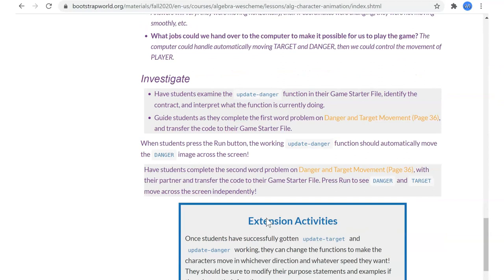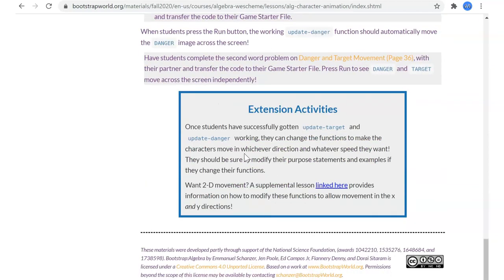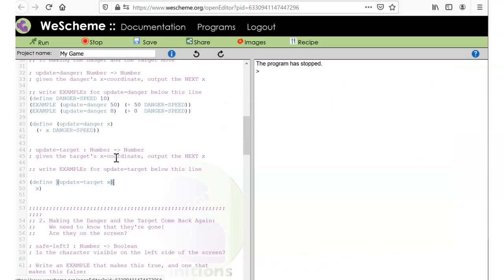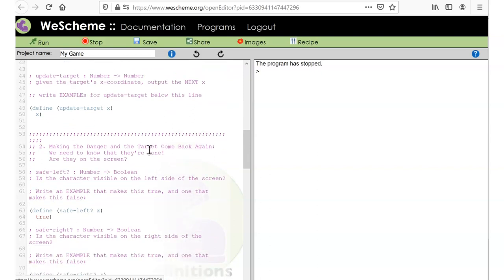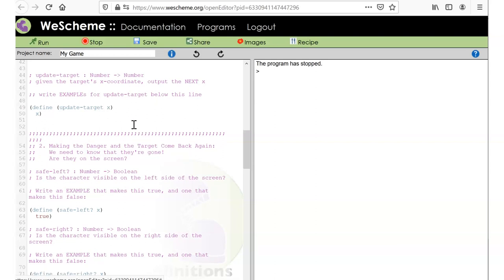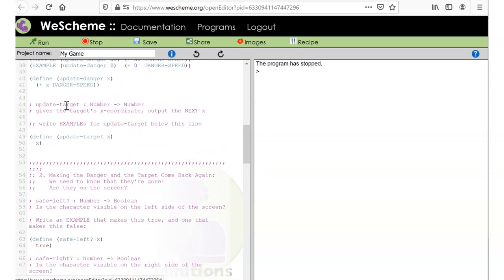So yeah, play with different speeds if you want to. And if you're wondering, can we get them to move up and down? Well, sure. In that case, this function right now only takes in one number and gives back another number, and we didn't write it, correct? The update target, if you look, it's not in here anywhere. It must be part of this teach pack. So it's part of this entire game system. So we can't actually make an update target that takes two numbers in, because we didn't write this function, how it works, but we can.